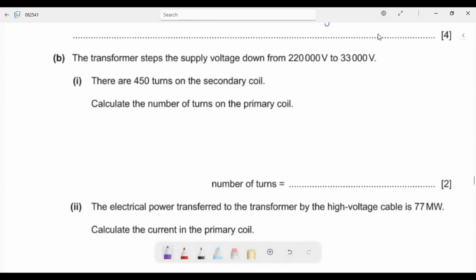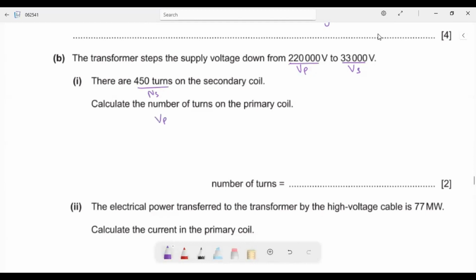Next, the transformer steps the supply voltage from 2,20,000 volts to 33,000 volts. So here the voltage is getting stepped down. This is the input primary voltage and this is the secondary voltage. There are 450 turns in the secondary coil, that is Ns, the number of turns in the secondary, is 450. Calculate the number of turns on the primary coil.